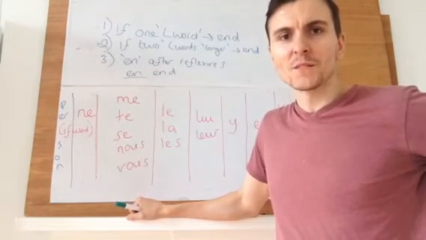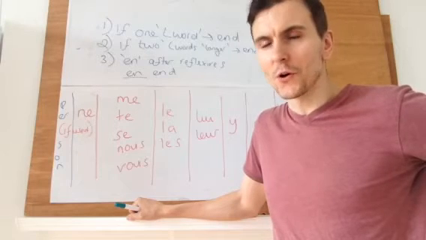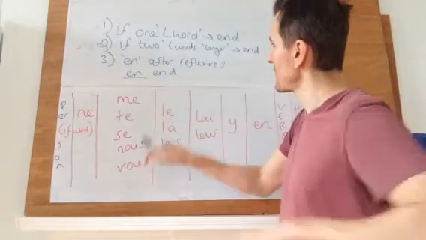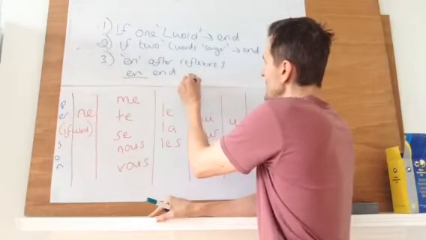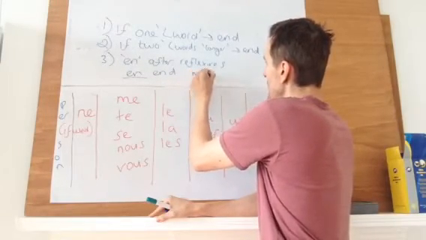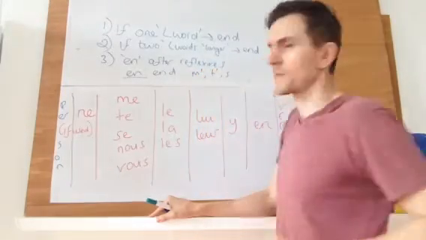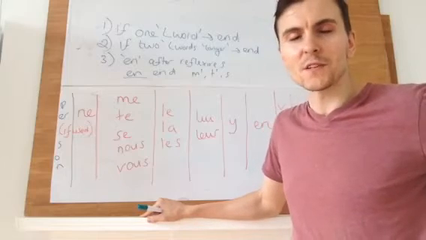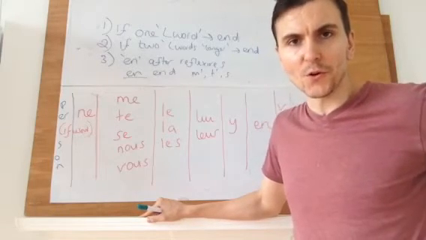And those of you that aren't comfortable with en, can you go and watch the en video? So he gives me, il me donne. He gives me some, il m'en donne. So we need to remember the m, and the t, and the s with en. So he gives me some, il m'en donne. He gives you some, il te en donne, il t'en donne.